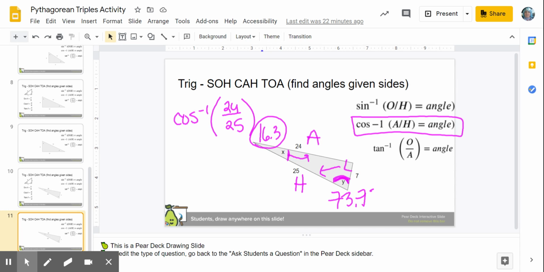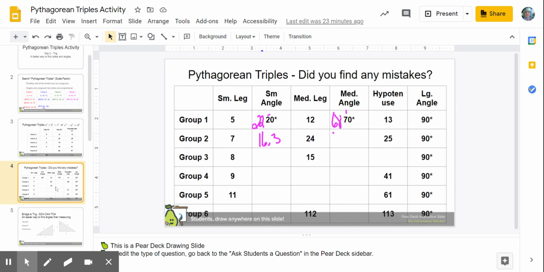Let's see. I think I have some practice in the next. Let's see. We can open this one. Well, let's go back to slide 4. Let's do this. So we had 73.7, right? So let's build this. What was 8, 15, and what's the side that goes in here? Is that 17? Mm-hmm. So let's just do that.